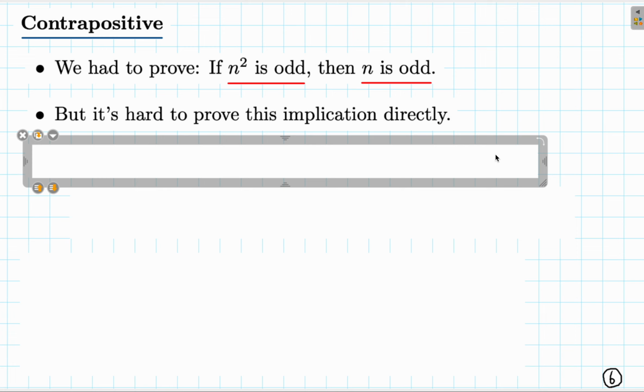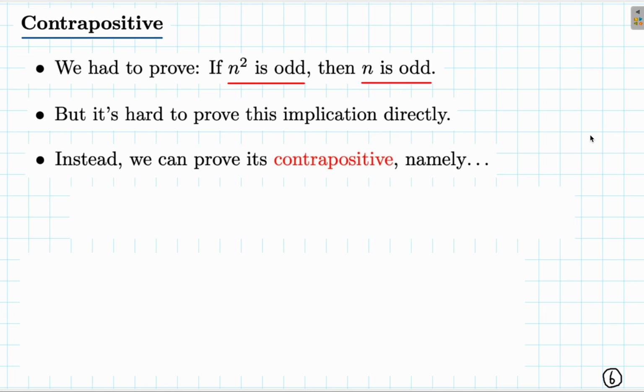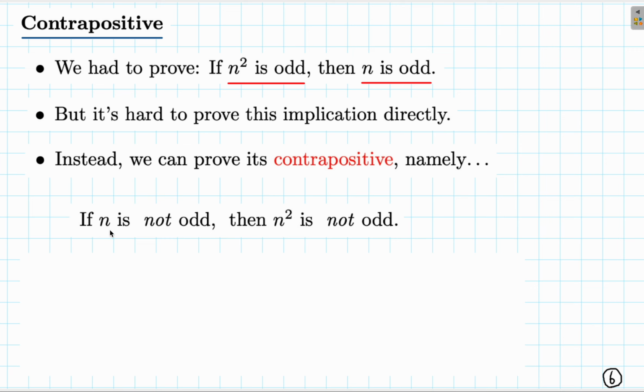Instead, we can prove its contrapositive. Remember, contrapositives are equivalent. So if we can prove the contrapositive of this statement, then it's the same as proving the original statement. So it has the same impact, if you will. Now, what's the contrapositive of this statement? Well, remember, we swap the hypothesis and the conclusion, and we negate them. So the contrapositive becomes, if n is not odd, then n squared is not odd.